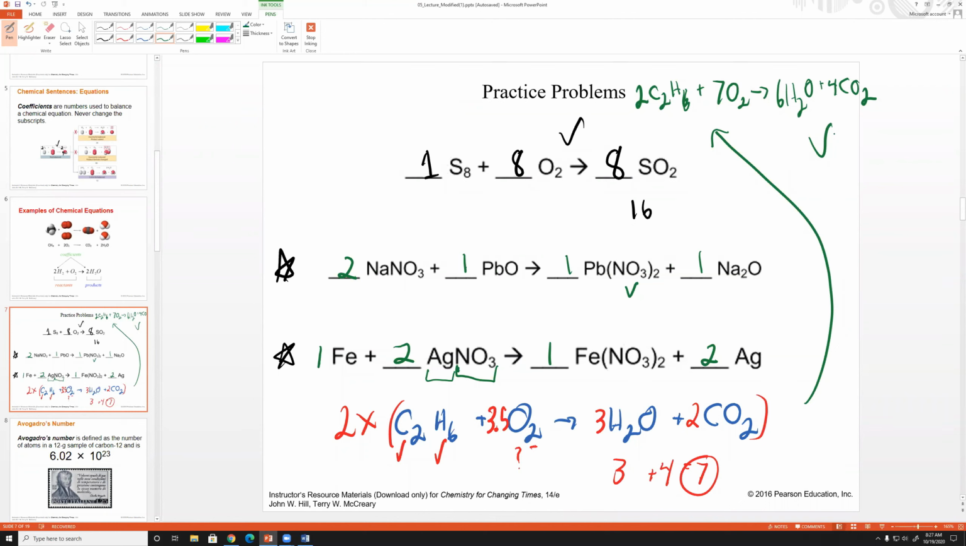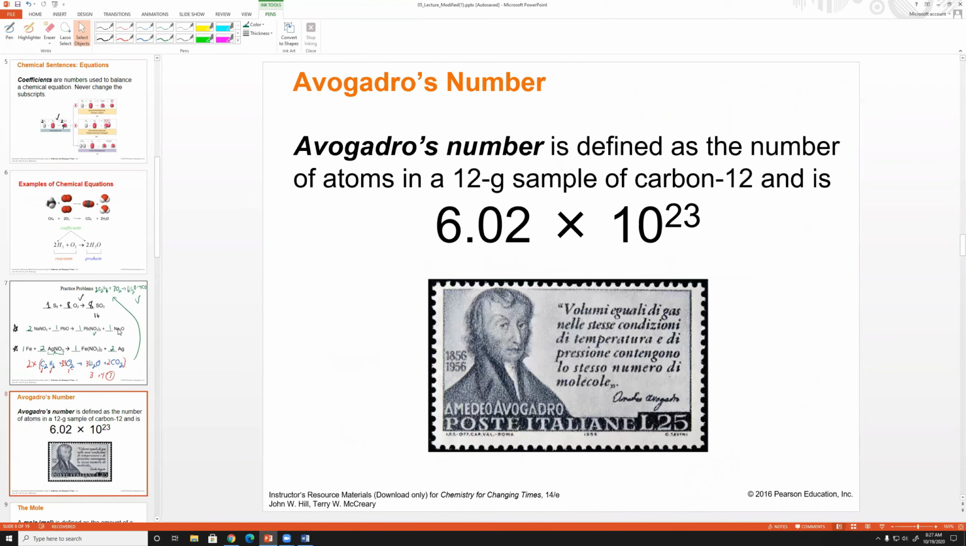Good? All right, cool. So that's the basics of these balancing equations, and you will see a couple of these on the exam. Not too many. I'm not going to go crazy with it, but you will see a couple of them. Okay, switching gears a little bit.